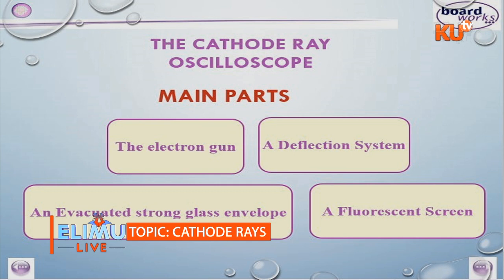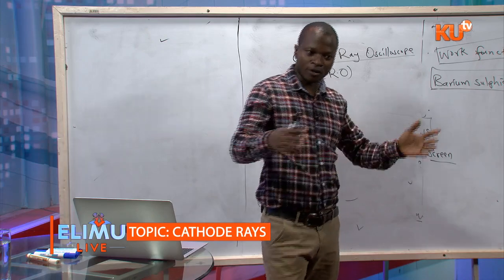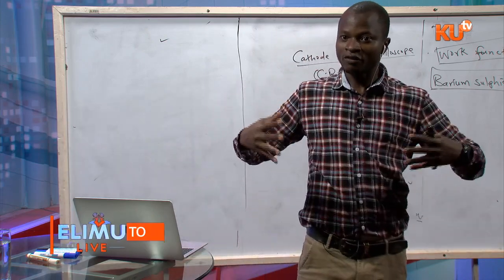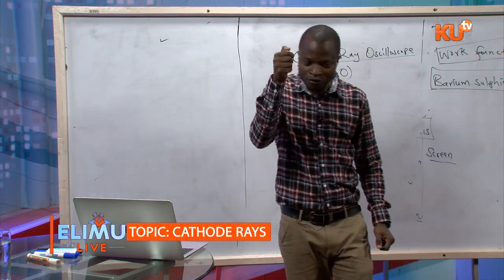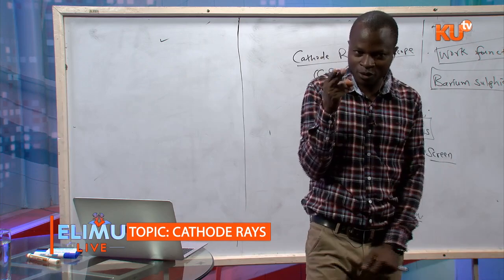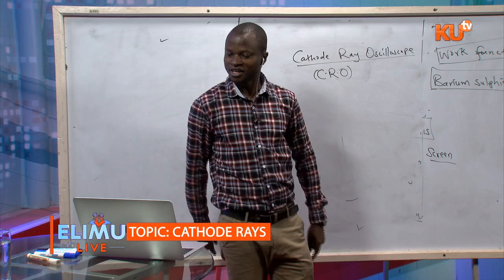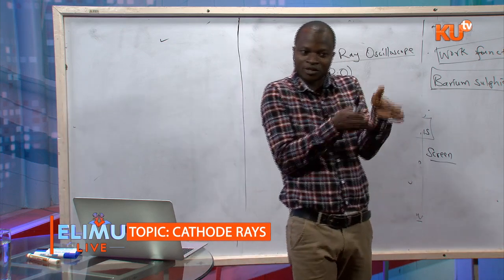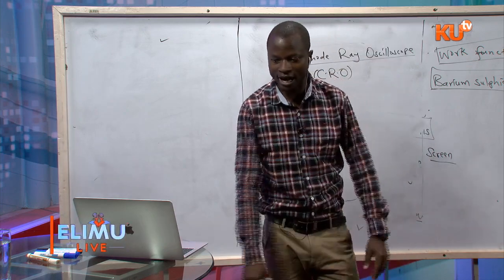So the first part is called the electron gun. Now when you hear of a gun, what comes to your mind? Don't look around your neighbor, he doesn't have one. When you hear of a gun, what comes to your mind? There is something coming out of it. The usual gun, what comes out of it? Bullets. In this case, our bullets, what are they? Electrons. So the electron gun, its work is just to produce electrons, ensure they have moved all the way to the screen. The electron gun.